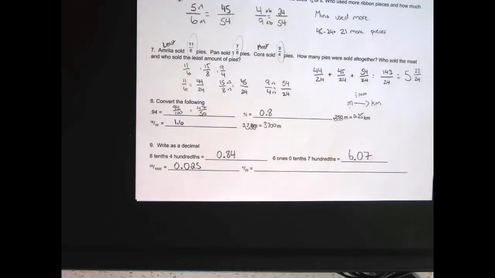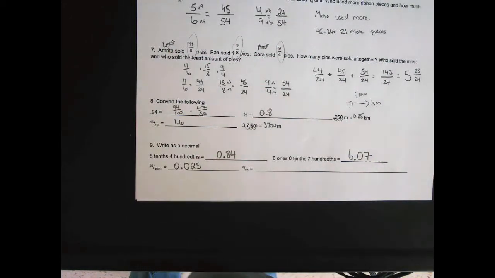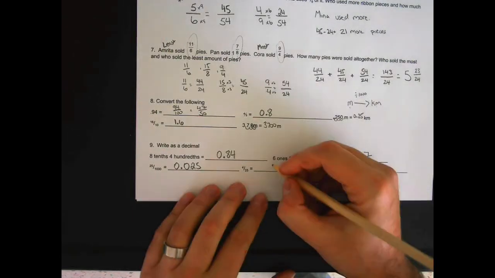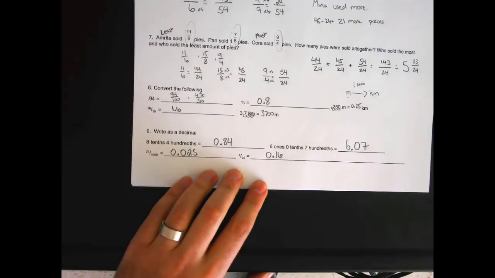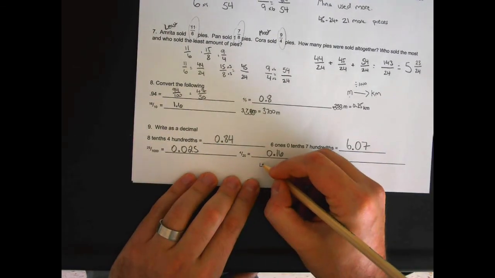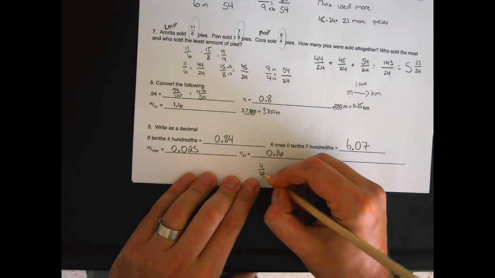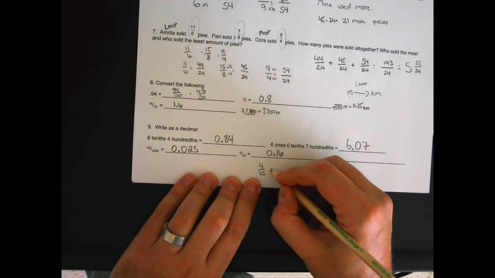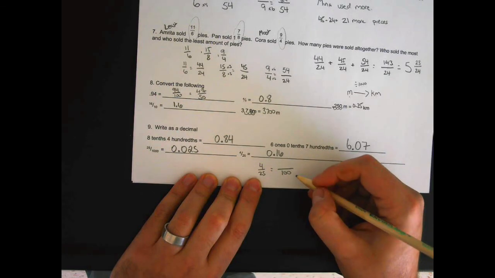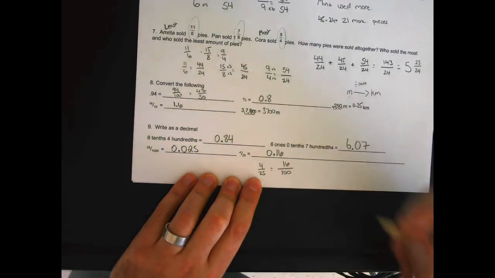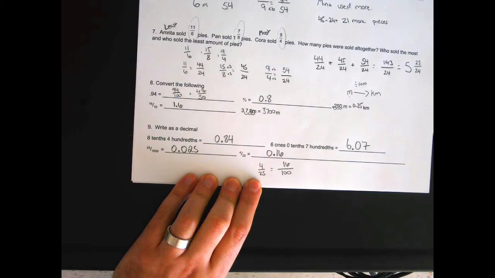What will my decimal look like for this one? 0.04 is incorrect. 0.16. And for this one, if you took 4 over 25, remember decimals are out of 100. So 25 times 4 is 100, 4 times 4 is 16. That's why that answer is 0.16.